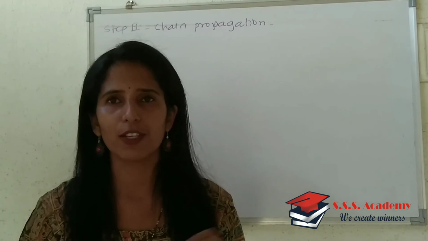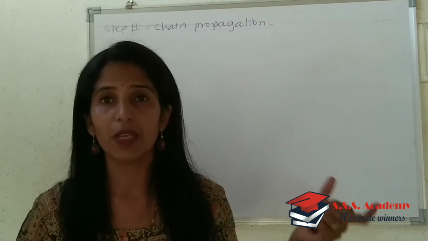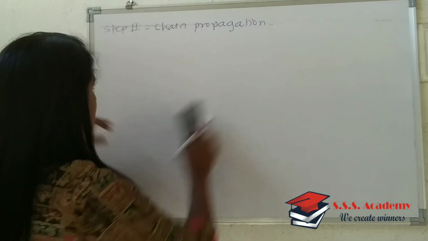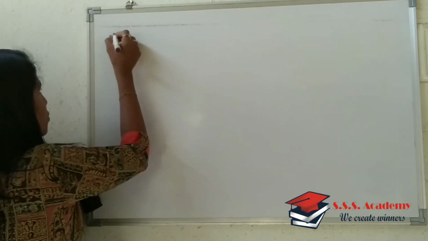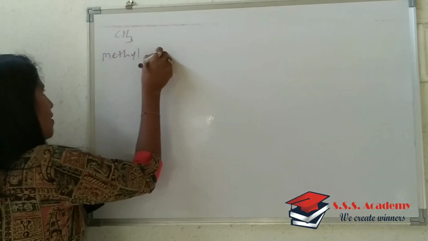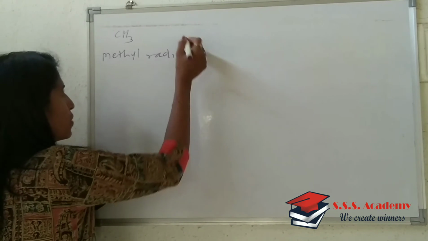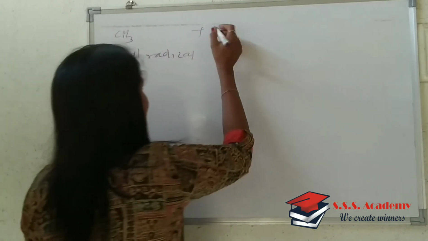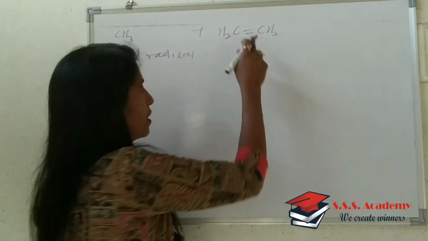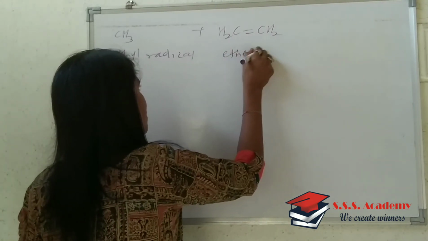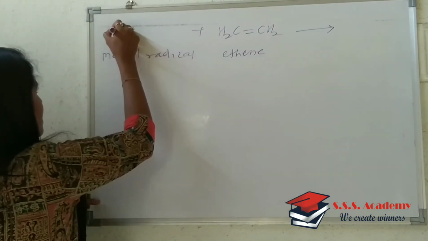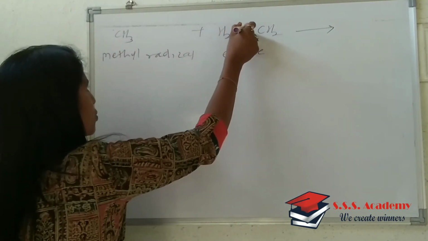So in chain propagation, whatever the methyl radicals so formed, see, before propagation there is one more step. Once you have this methyl radical now, what next will happen? This methyl radical will get added to the monomeric unit. Let's say the monomeric unit is ethene. We have written ethene. Now how does the reaction take place? See, this methyl radical and this CH2.